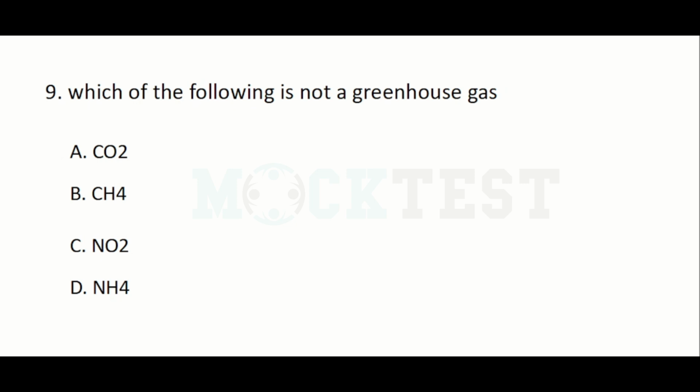Which of the following is not a greenhouse gas? Option A CO2, option B CH4, option C NO2, option D NH4. Option D NH4 is not a greenhouse gas.